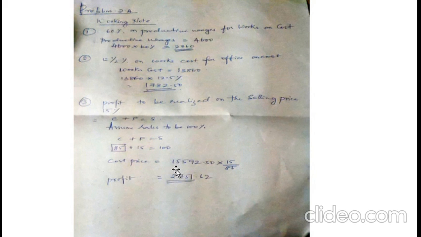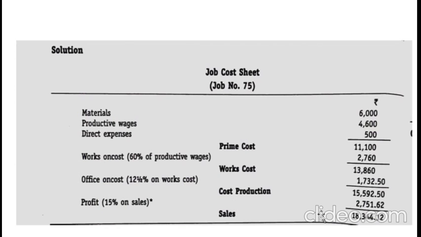So your cost price is 15,592.50, into your profit is 15%, divided by cost price is 85, cost percent is 85%. So when you do this calculation you will be getting your profit, which is 2,751.62. So when you take here, the profit on sales is 2,751.62. So the total, when you add your cost of production plus profit, you will be getting your selling price. This is how you will find out.